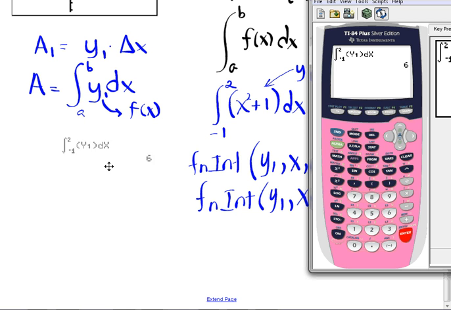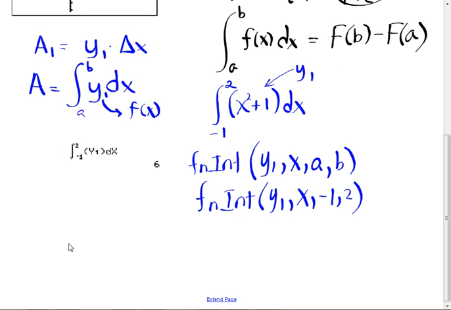Okay. It will not be a calculator problem this year. Guaranteed. You still have to know how to integrate on your calculator. Guaranteed.